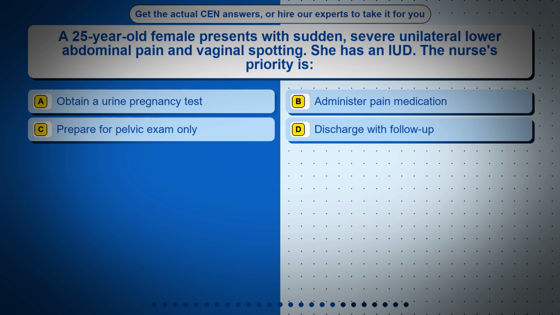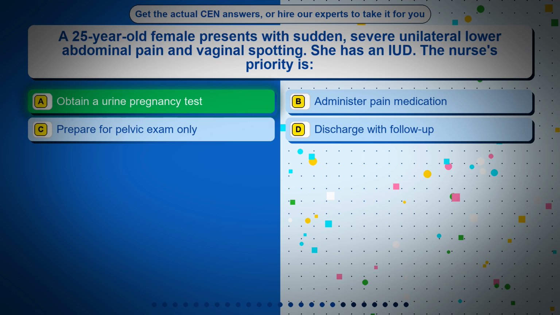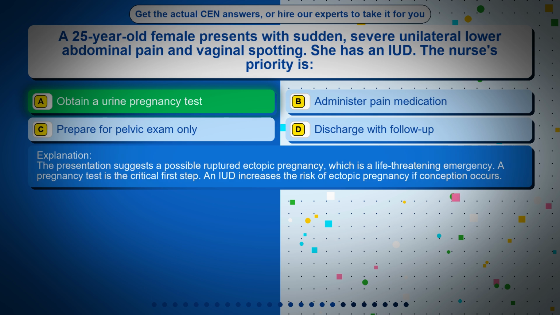Question 18. A 25-year-old female presents with sudden, severe unilateral lower abdominal pain and vaginal spotting. She has an IUD. The nurse's priority is: Option A, obtain a urine pregnancy test. Option B, administer pain medication. Option C, prepare for pelvic exam only. Option D, discharge with follow-up. The correct answer is option A, obtain a urine pregnancy test. The presentation suggests a possible ruptured ectopic pregnancy, which is a life-threatening emergency. A pregnancy test is the critical first step. An IUD increases the risk of ectopic pregnancy if conception occurs.